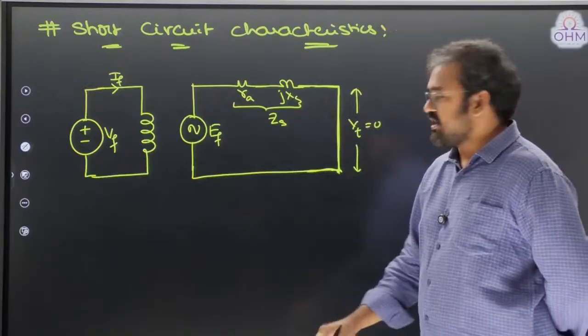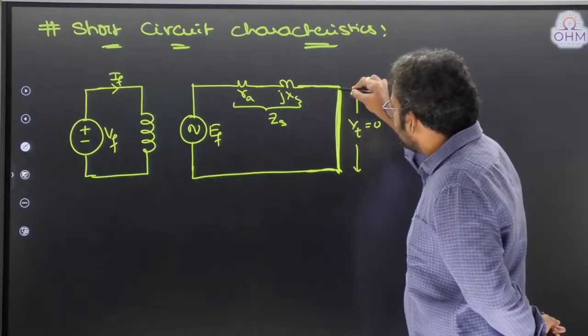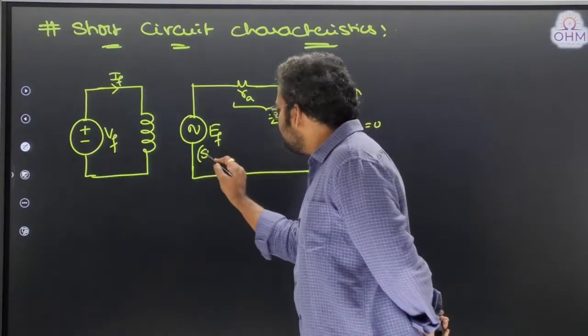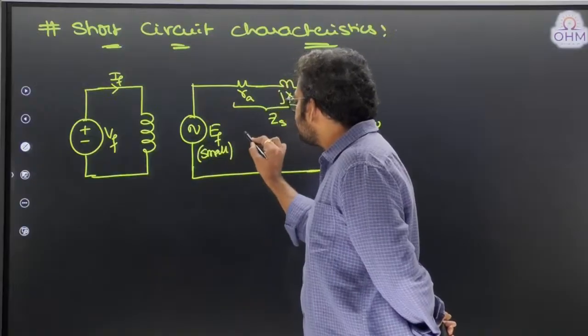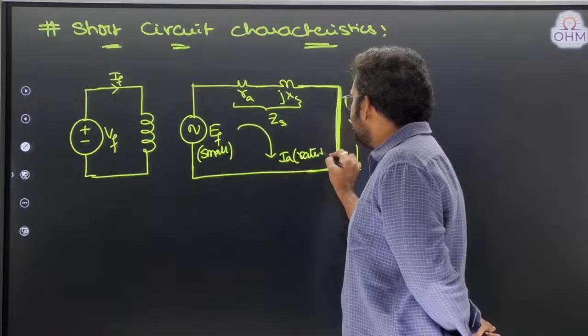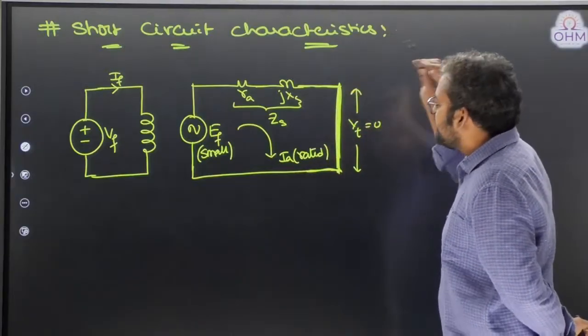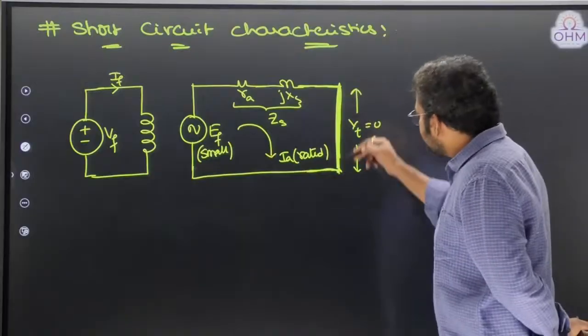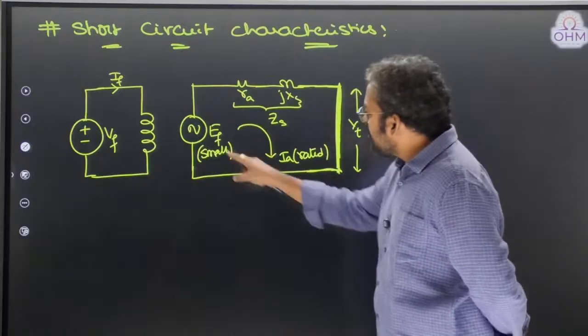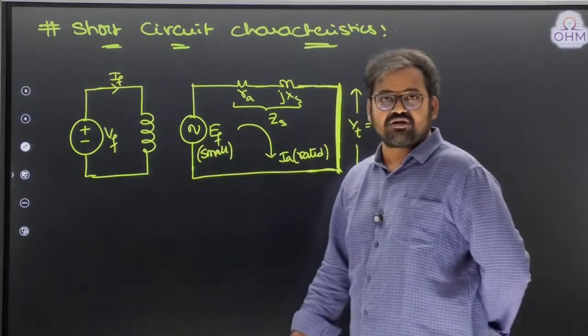Got it? Now remember, as the load is short circuited here, a very small amount of EMF will generally be sufficient to circulate rated armature current. I repeat, when the load is short circuited, it is almost like a fault condition. As the load is short circuited, a small voltage will be sufficient to circulate rated armature current.